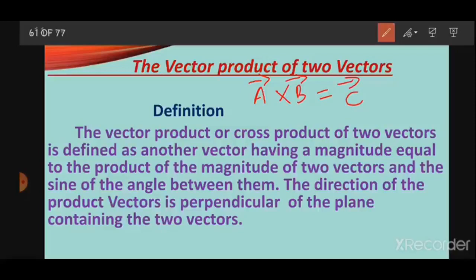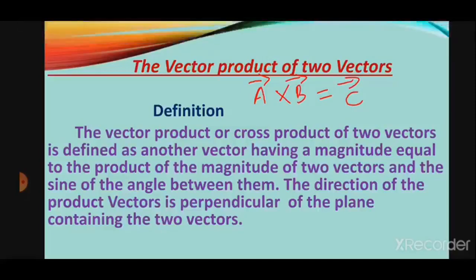Okay. Now listen, the cross product of two vectors is defined as another vector having a magnitude equal to the product of the magnitudes of the two vectors a and b and the sine of the angle between them. The direction of the product of vectors is perpendicular to the plane containing the two vectors.